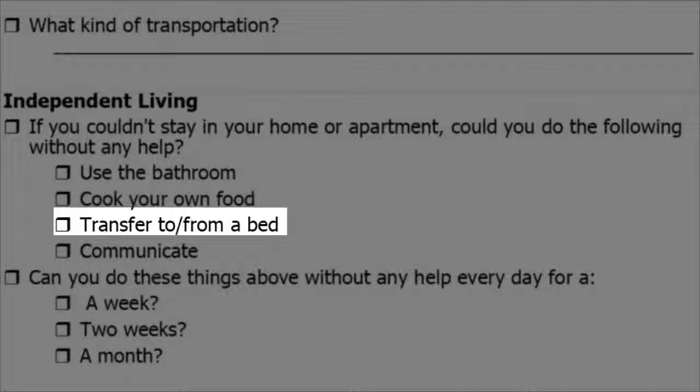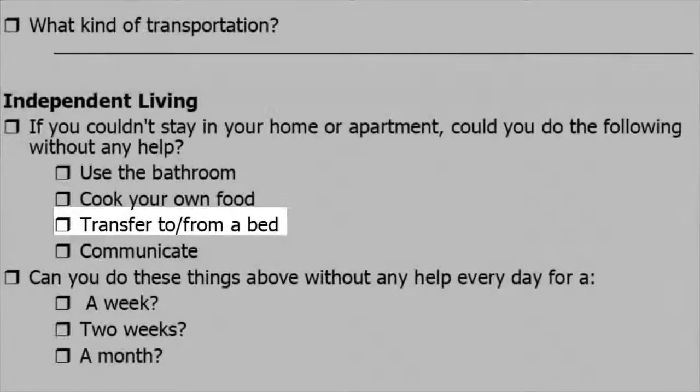C. Transfer to or from your bed. Do you have someone help you? Do you have assistive technology that helps? Is there a nightstand next to your bed to help you have stability?